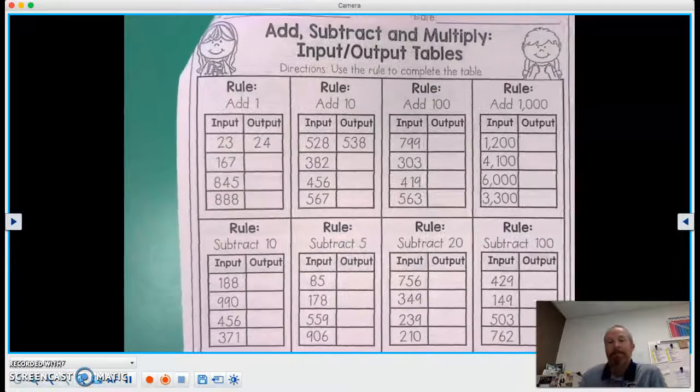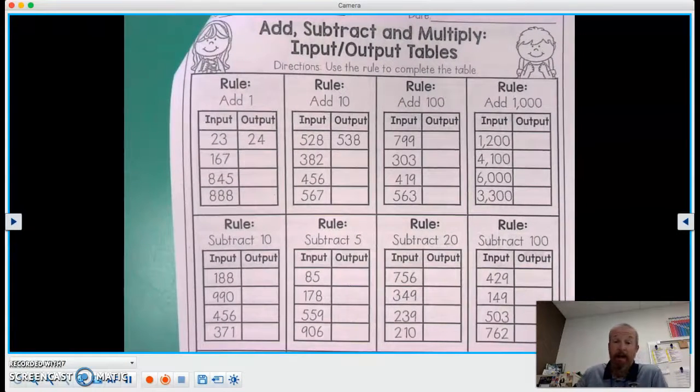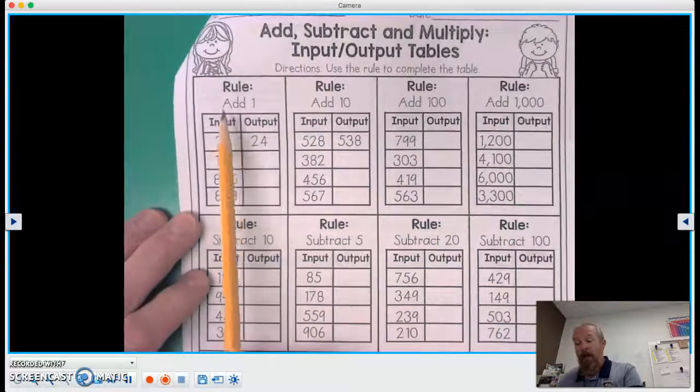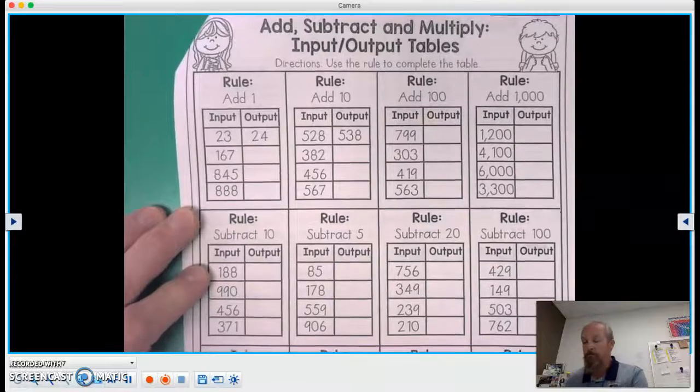We are on page 14 of our Fall Math Box packet. This one says add, subtract, and multiply. Ooh, multiply. Input, output tables. Directions: use the rule to complete the table. So our direction here is going to be add 1.